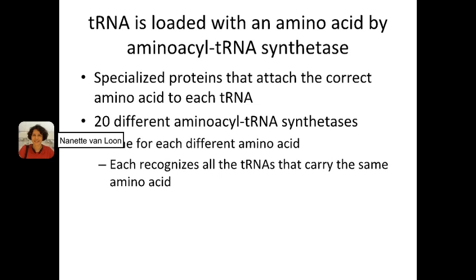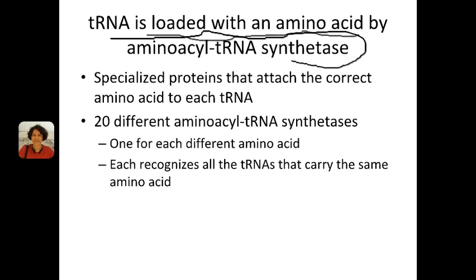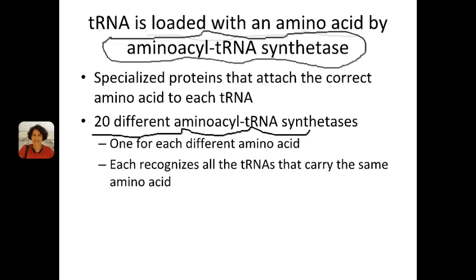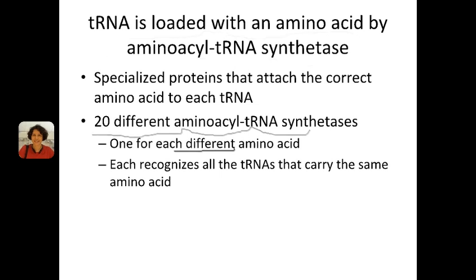We saw that the anticodon is an intrinsic part of the structure of each tRNA. But how does the tRNA get its amino acid? It has to be loaded with the amino acid, or charged with the amino acid, by a special protein that is called aminoacyl tRNA synthetase. And there are 20 different ones, one different one for each amino acid. And each of them will recognize all the tRNAs that carry the same amino acid.